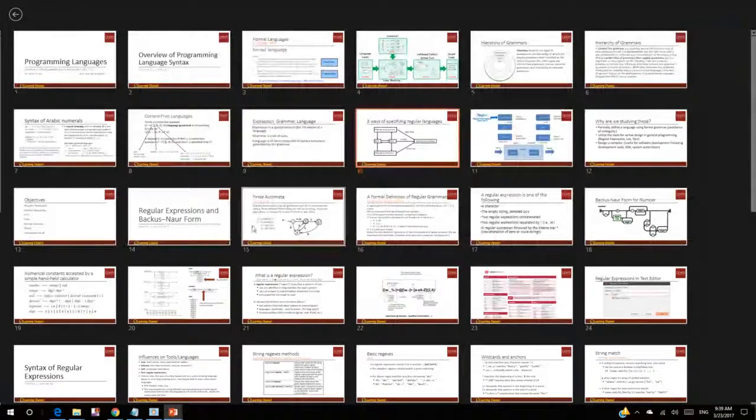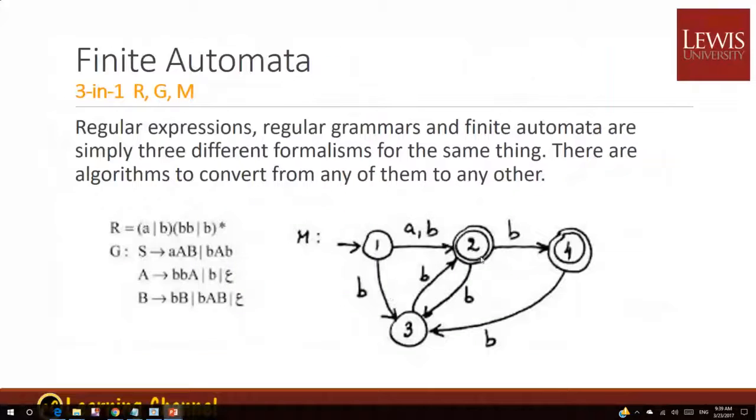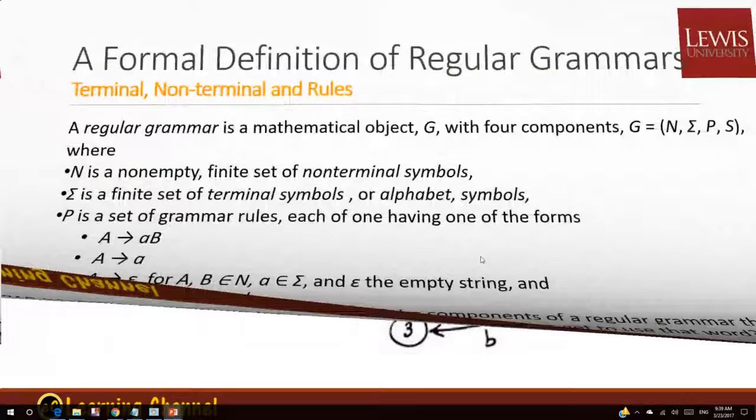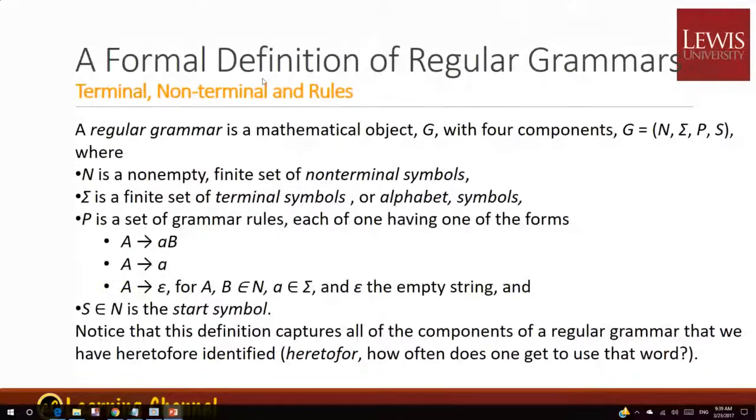And then let's go back right here. Okay, a formal definition of regular grammars. A regular grammar is a mathematical object G with 4 components: N, sigma, P, and S.